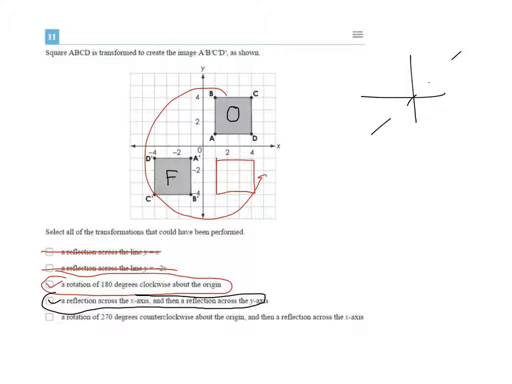Counterclockwise, so I went that direction. And then it says reflect across the x-axis. Well, if I reflected this across the x-axis, it would actually end up right back where it started. So it doesn't end on the finish, it ends back on the beginning. So this is a no-go.